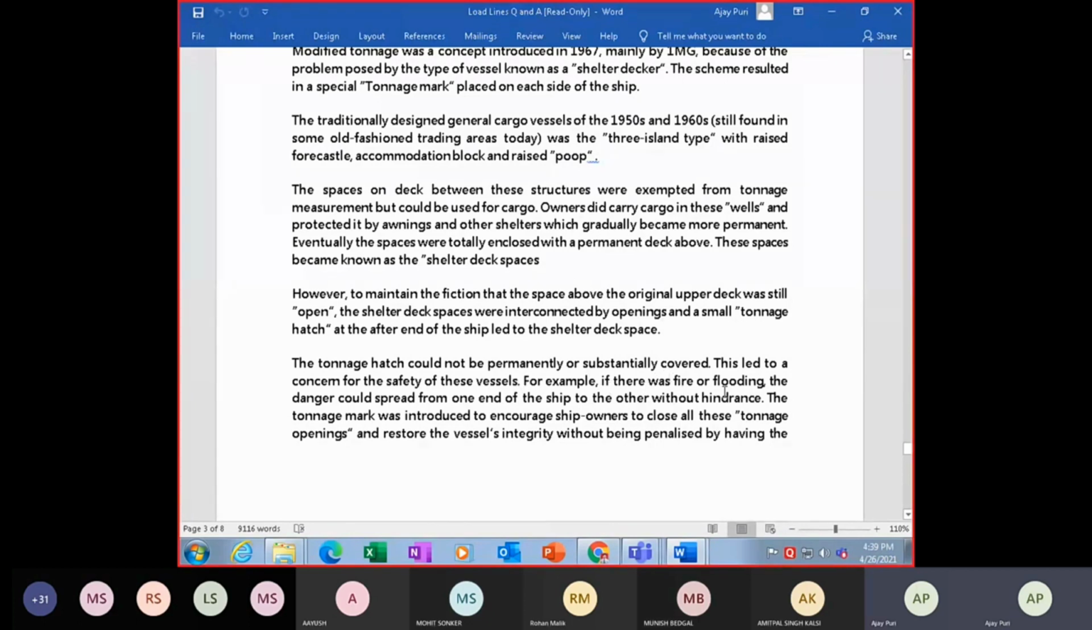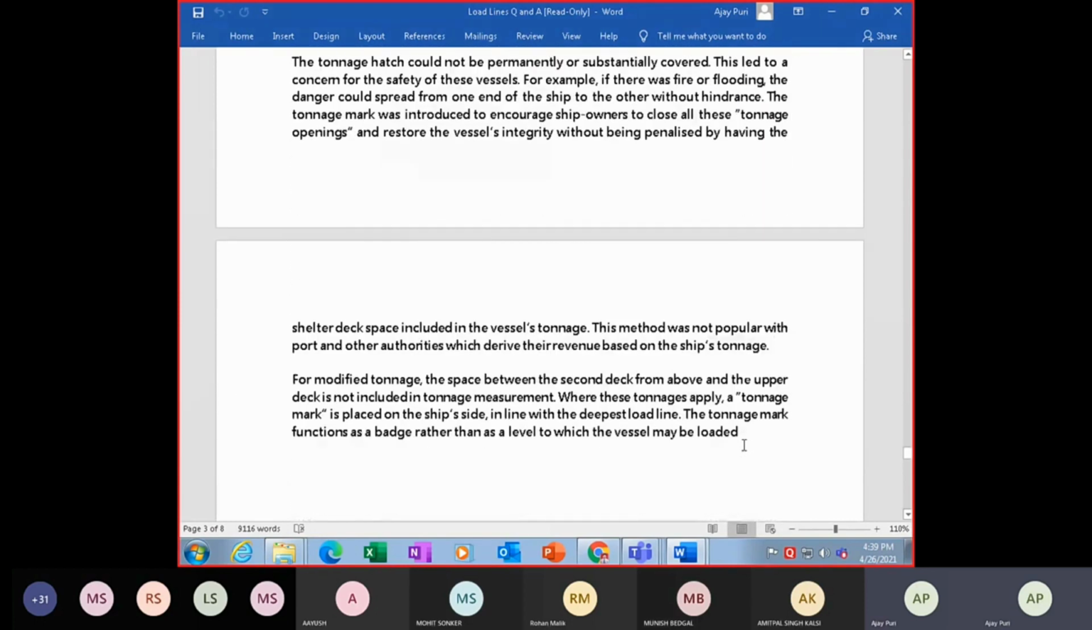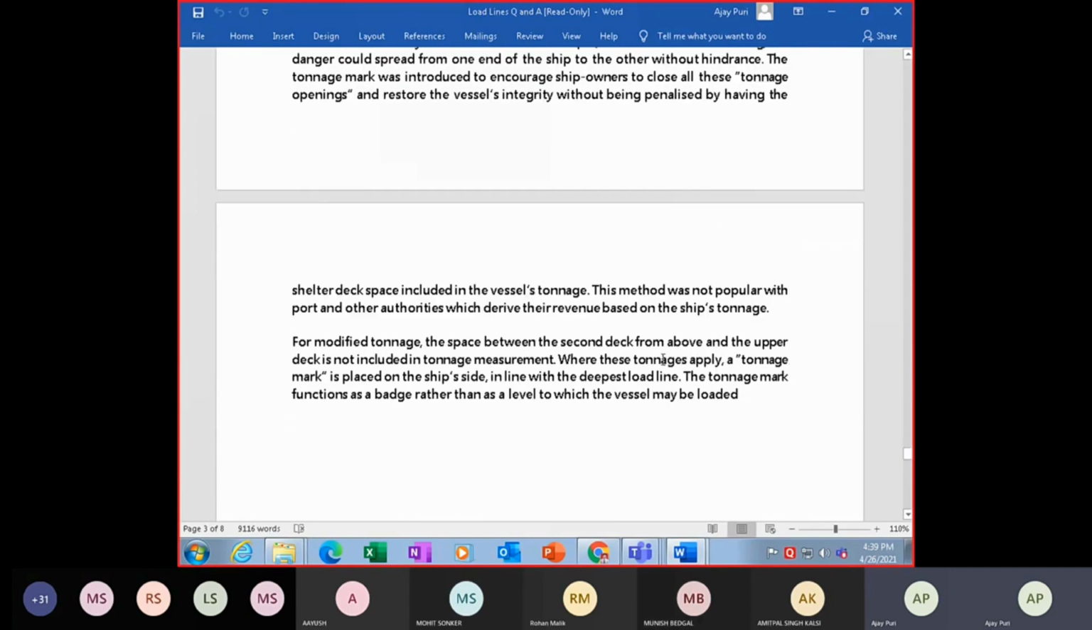For example, if there was a fire or flooding, the danger could spread from one end to the other without hindrance. So the tonnage mark was introduced to encourage ship owners to close all these tonnage openings and restore the vessel's integrity without being penalized by having shelter deck space included in the vessel tonnage. So this was not popular with ports because they were getting less revenue based on this tonnage.